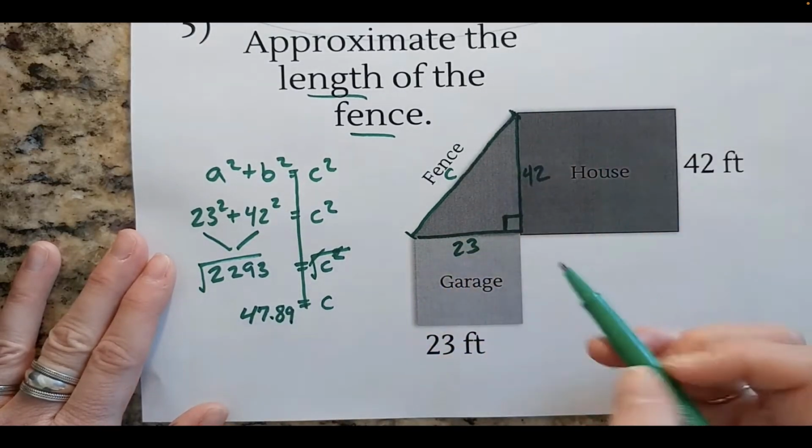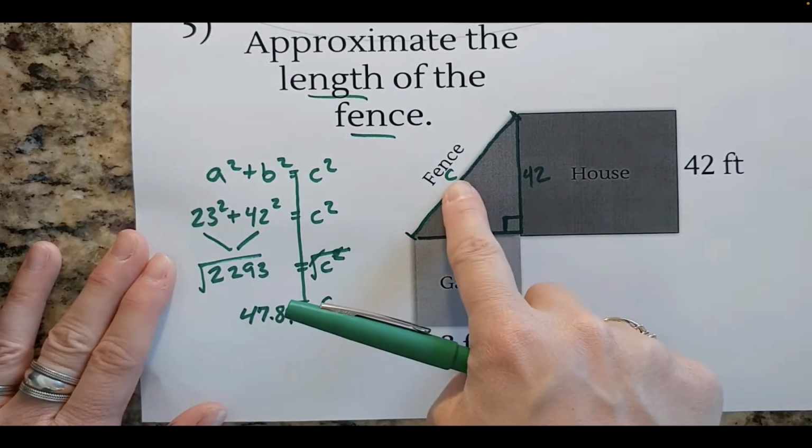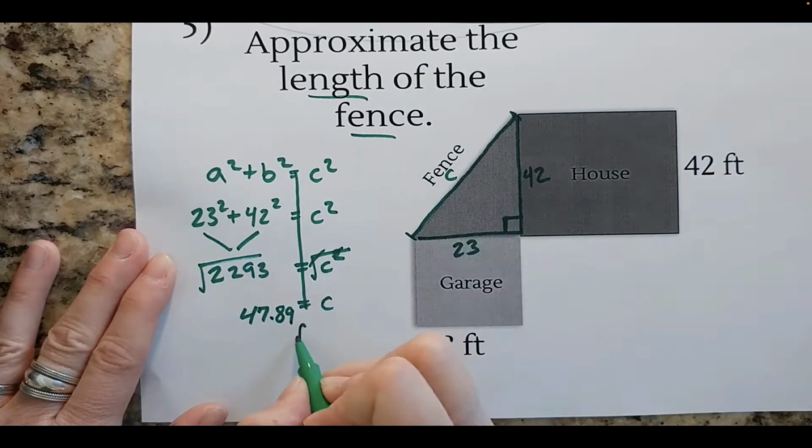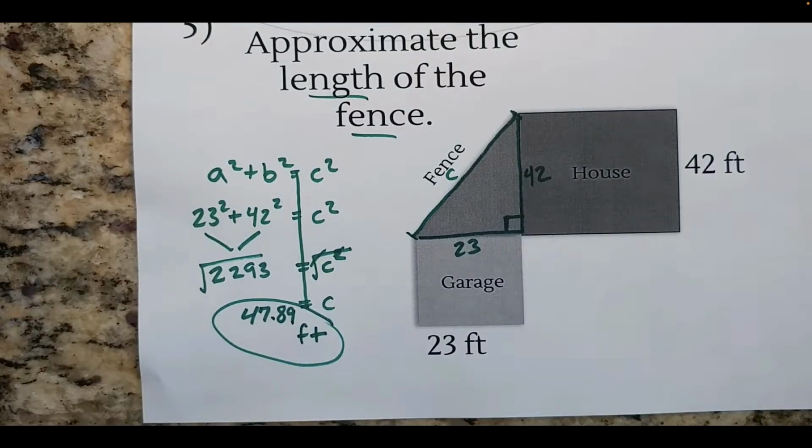And that's side C. Now this should be the longest of the three since it's the hypotenuse. It makes sense that that's longer. And this is just feet. So the fence is a little more than 47 feet. And that's how you'd solve a problem like this.